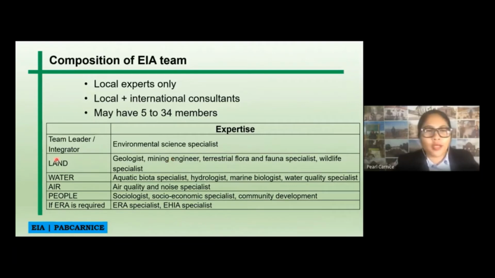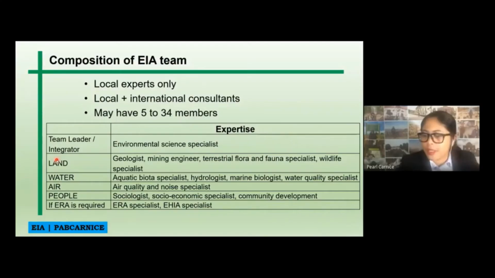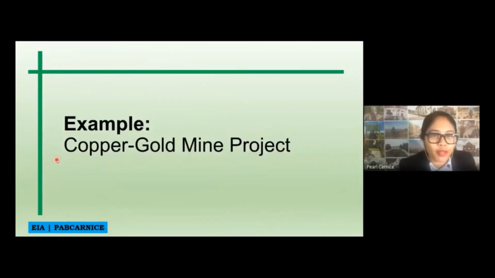And of course, if an ERA is required, ERA means environmental risk assessment, so you will be needing an ERA specialist or an EHIA specialist. EHIA specialist means environmental health impact assessment specialist. So let me give you a quick example of a copper mine project.